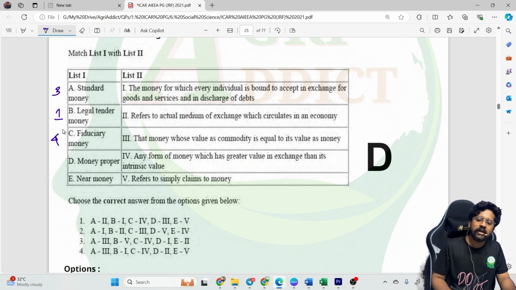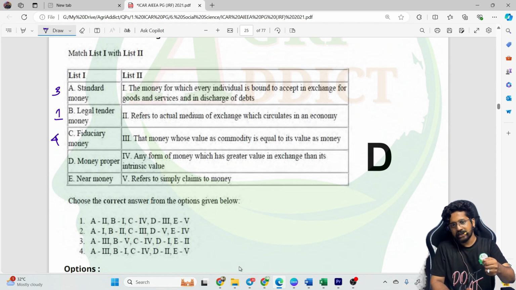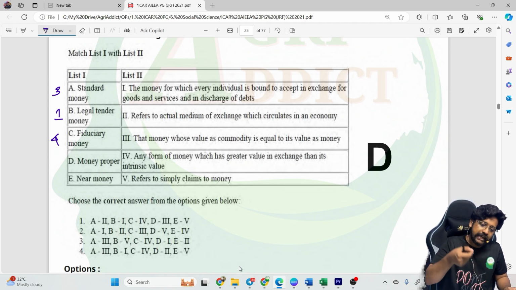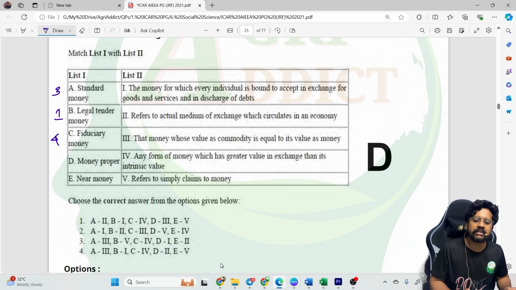So any form of money which has greater value in exchange than its intrinsic value can be considered as fiduciary money. In fact, if we are considering the value of the paper that we are holding, there is no difference, right, between an A4 paper and a currency. But at the same time, it is trust that holds the Indian citizens together, that the face value will be much higher than the intrinsic value of the money. So therefore the currency value will be much higher in exchange than the intrinsic value. So therefore C can be connected with the fourth option.